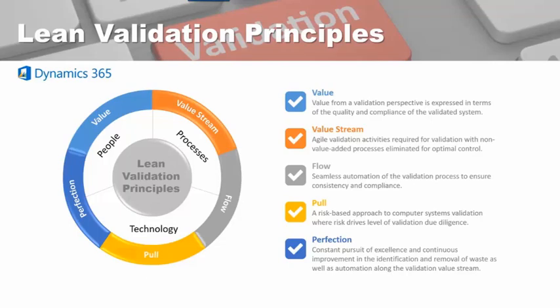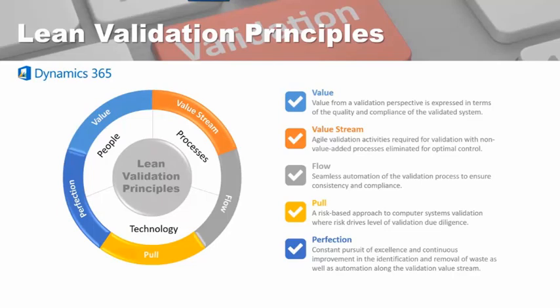And then when we talk about pull, this is a risk-based approach to computer system validation where risk drives the level of validation due diligence. I get asked the question all the time, how much validation do I have to do for Dynamics 365? And the answer is always, it's based on risk. Risk should drive the level of validation due diligence. And then perfection. In quality, we always seek continuous improvement and excellence. So this is the identification and removal of waste over time, with automation for continuous improvement.